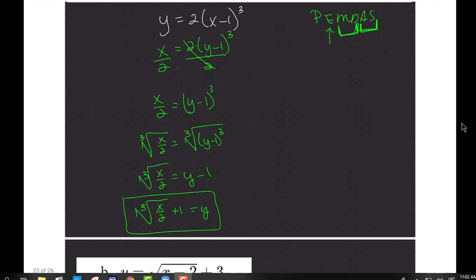Is that x over 2 technically like 1/2 x or no? Say again? Oh, yes, if you wanted to. Yep, you could write it as the third root of 1/2 x and then plus 1 on the outside. Yep, you could write it that way too. Yep, absolutely.